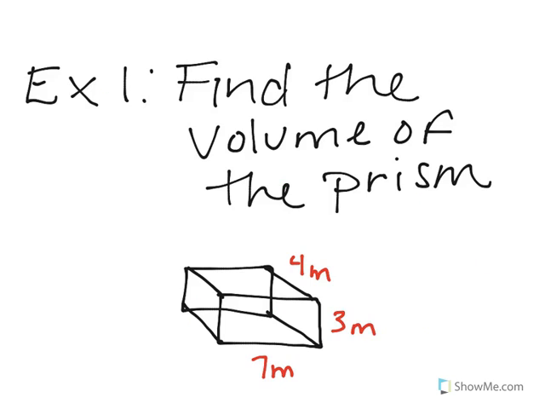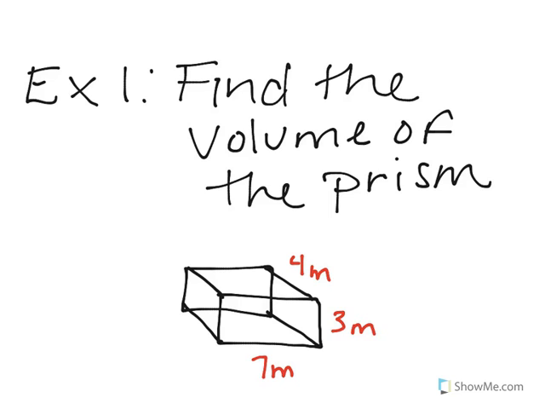For example, we're going to find the volume of a prism, and this is a rectangular prism. You can just think of it as a 3D rectangle. We're going to multiply the length times the width times the height. Don't get super confused about which one's the length, the width, or the height. Think of the height as how tall something is, the length is how long something is, and the width is how wide something is.